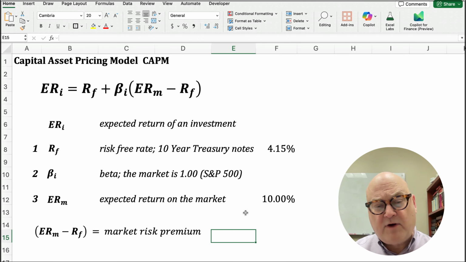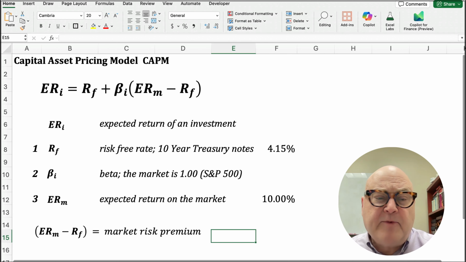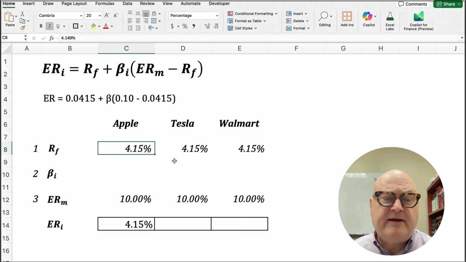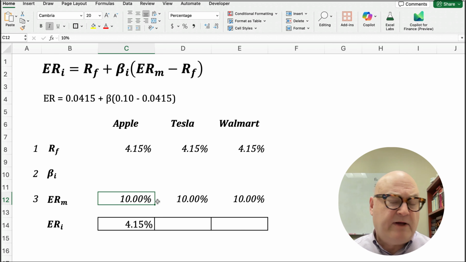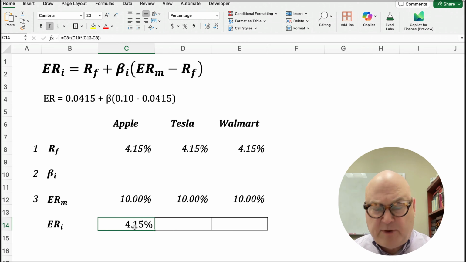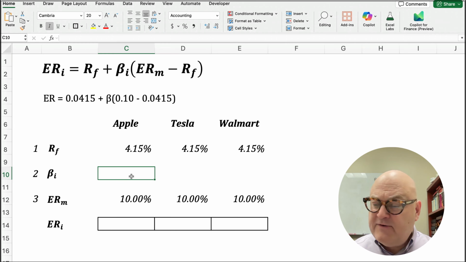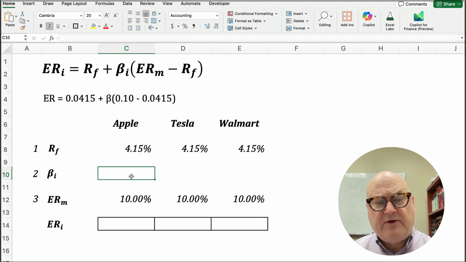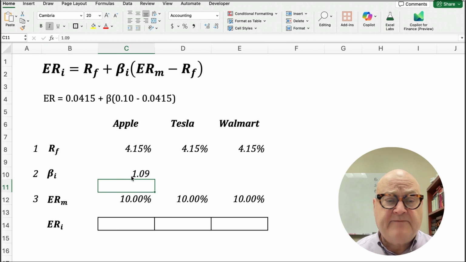Now, to make this work for you, let's do some examples, and let's do Apple and Tesla and Walmart. So we've already plugged in our risk-free rate, which is 4.15, and our expected return, we plugged in 10%. Okay, I'm going to build a formula here. And for Apple, you can look it up. I think I went to CNBC and looked up Apple and found the beta for Apple, and it's 1.09. So how do we do this formula?